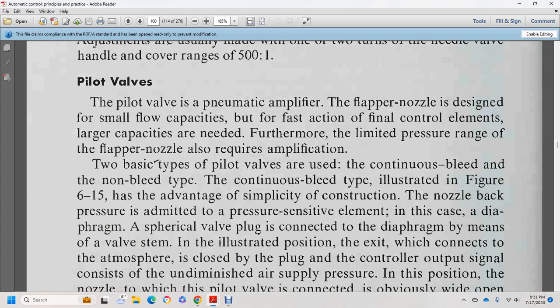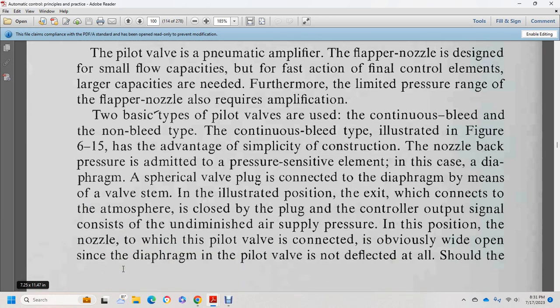Two basic types of pilot valves are the continuous bleed type and the non-bleed type. The continuous bleed type is illustrated in Figure 6-15, with the advanced simplicity of construction of the nozzle back pressure with the pressure-sensing element, in this case a diaphragm. A reciprocal plug is connected to the diaphragm by means of the valve stem.